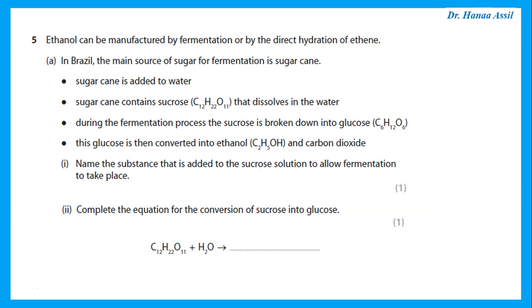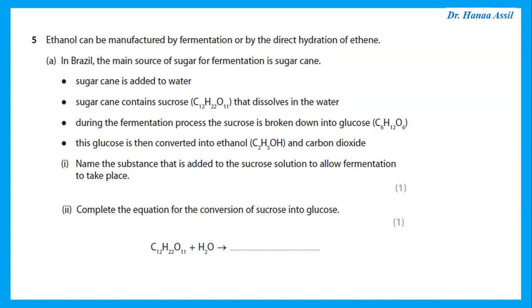Ethanol can be manufactured by fermentation or by direct hydration of ethene. In Brazil, the main source of sugar for fermentation is sugarcane. Sugarcane is added to water, and sugarcane contains sucrose. This dissolves in water. During the fermentation process, the sucrose is broken down into glucose. This glucose is then converted into ethanol and carbon dioxide.